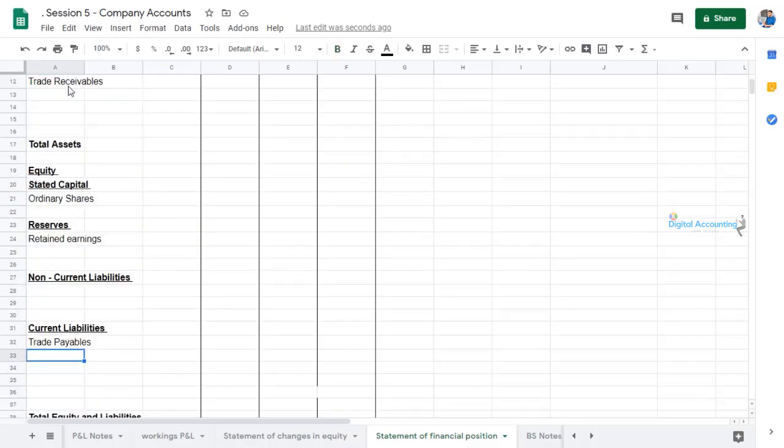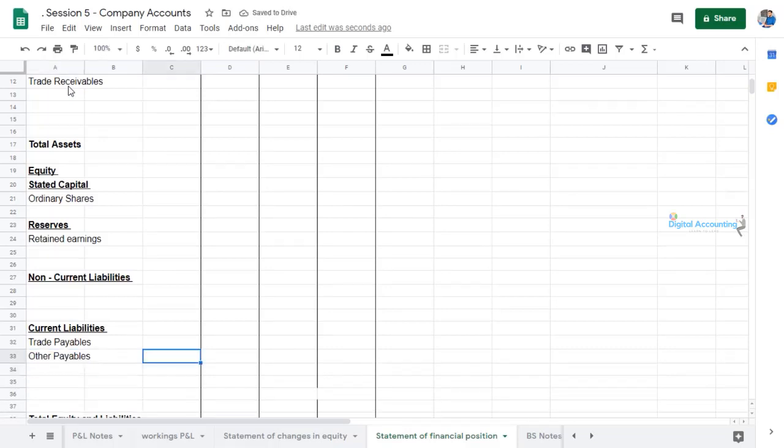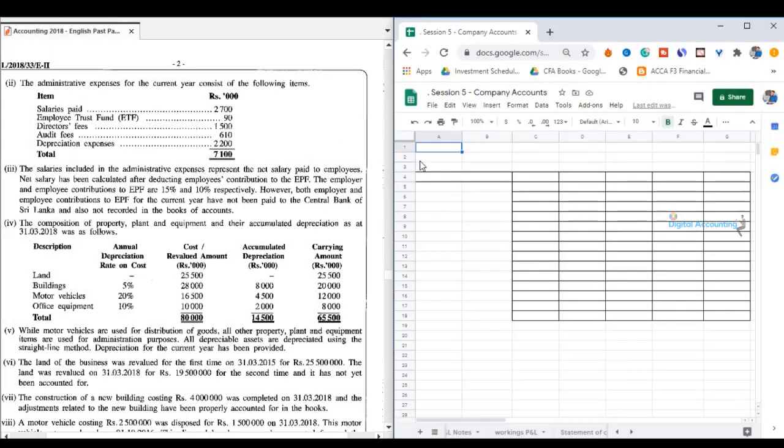Also we will have other payables. So it's always better to keep that also. And for other payables, we need to provide a note. So the 5th note is for other payables. The 4th note is for PPE.